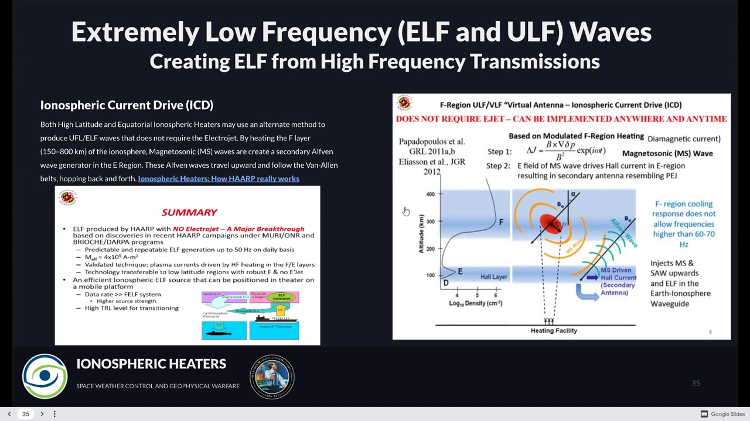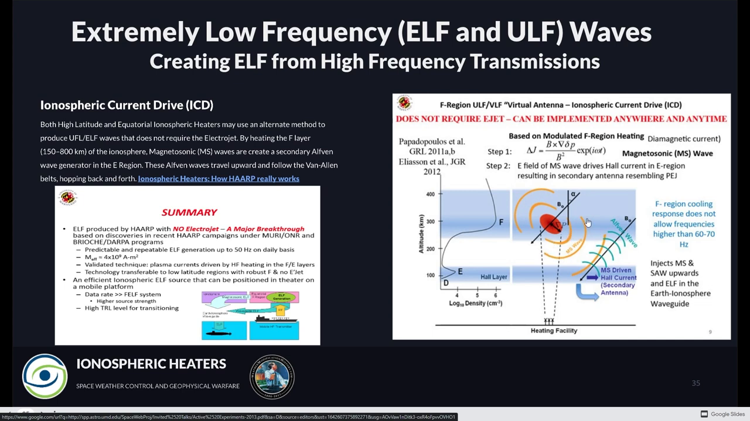So over here in another slide from Dennis Papadopoulos: F region, ULF, VLF, virtual antenna, ionospheric current drive. And you can see that the high frequency antenna, the heating facility down here, is heating the F region right here at 300 kilometers, which then creates magnetosonic waves. All right. Don't worry about the big words. You can Google them if you need to.